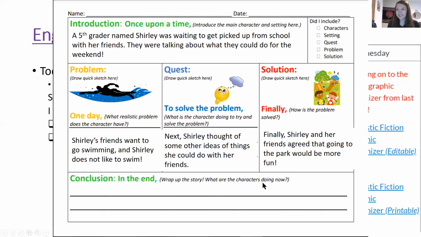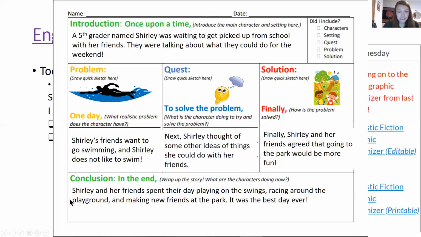Okay, so I need to think of a way to wrap up my story so that it ends with Shirley and her friends at the park and maybe include some of the things that they did. So for my conclusion, I wrote, Shirley and her friends spent their day playing on the swings, racing around the playground, and making new friends at the park. It was the best day ever. And that's the end of my story.